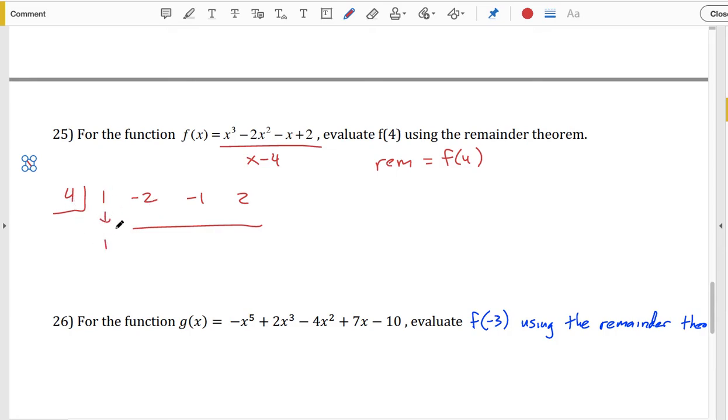Bring down our 1. 1 times 4 is 4. Add these together, we get 2. 4 times 2 is 8. Add those together, we get 7. 4 times 7 is 28. Add those together, and we get 30.